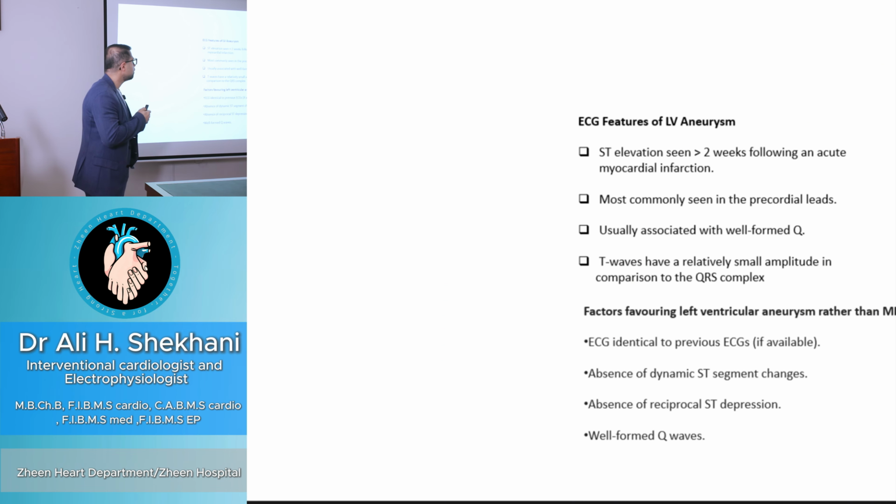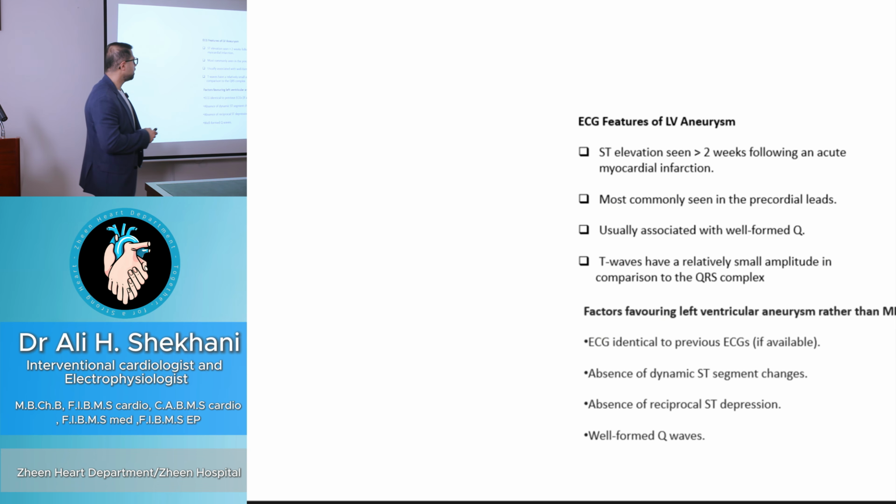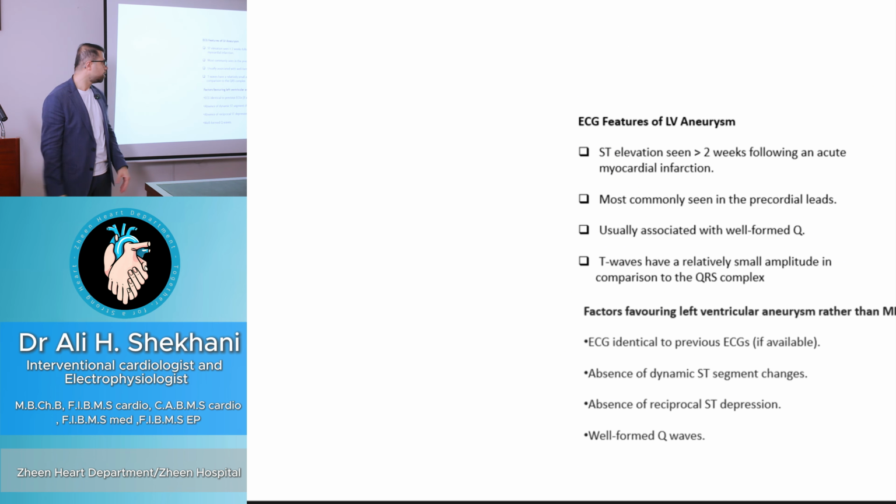ECG features of aneurysm: when the ST elevation remains more than 2 weeks after myocardial infarction, we consider it an aneurysm. It is most commonly seen in the precordial leads, and usually associated with a deep Q wave. And there are no reciprocal ECG changes, because in acute myocardial infarction, there is some reciprocal ST depression in the opposite leads. But here, there are no reciprocal changes.